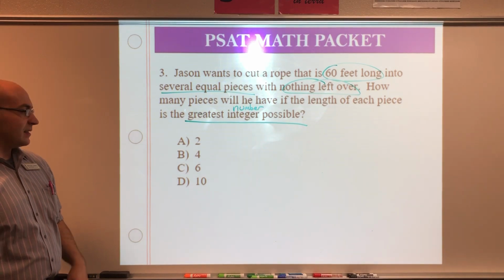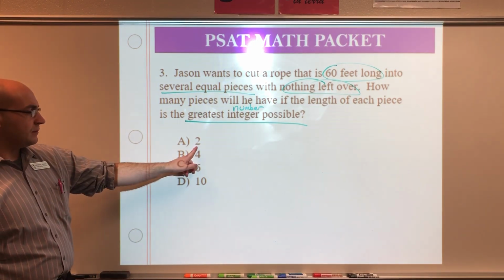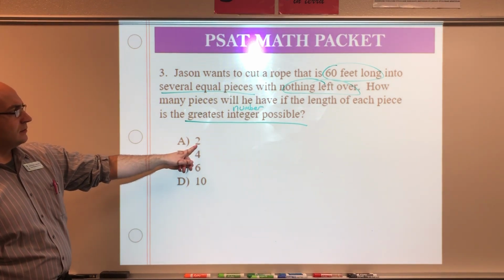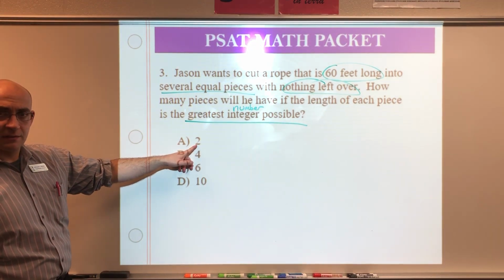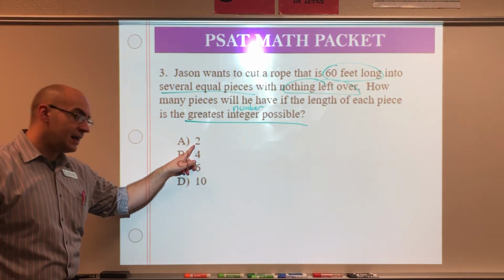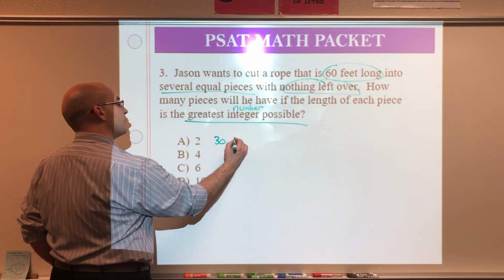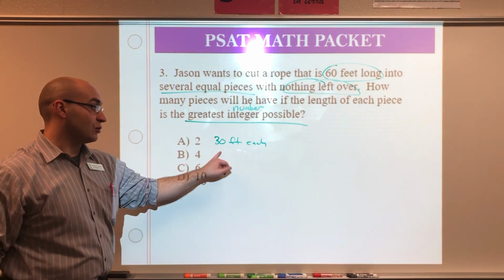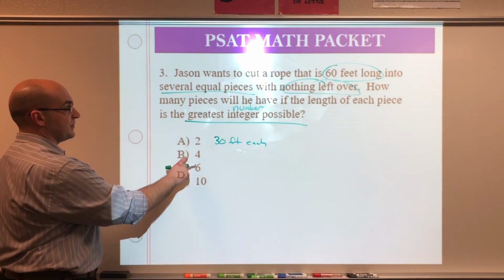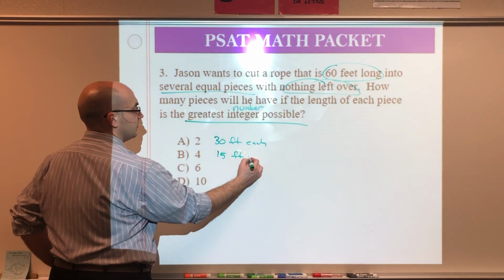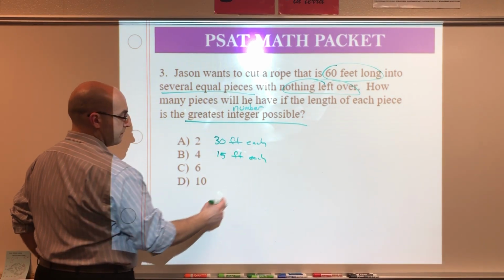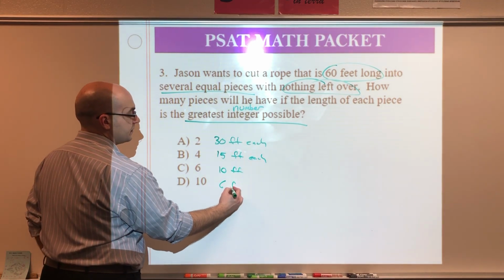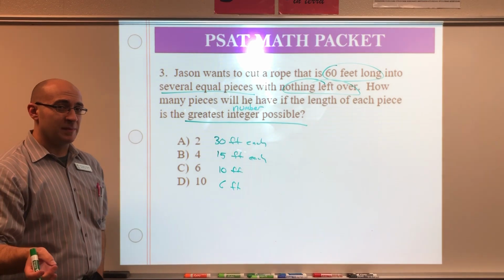So basically, let's run down the list. If I have 2 lengths equal, that means that each length is 30 feet. It's pretty big. The greatest integer possible, greatest number possible, pretty big. If it's 4, it's 15 feet each, times 4. 6 would be 10 feet, and 10 would be 6 feet. So we're looking for the greatest integer possible.